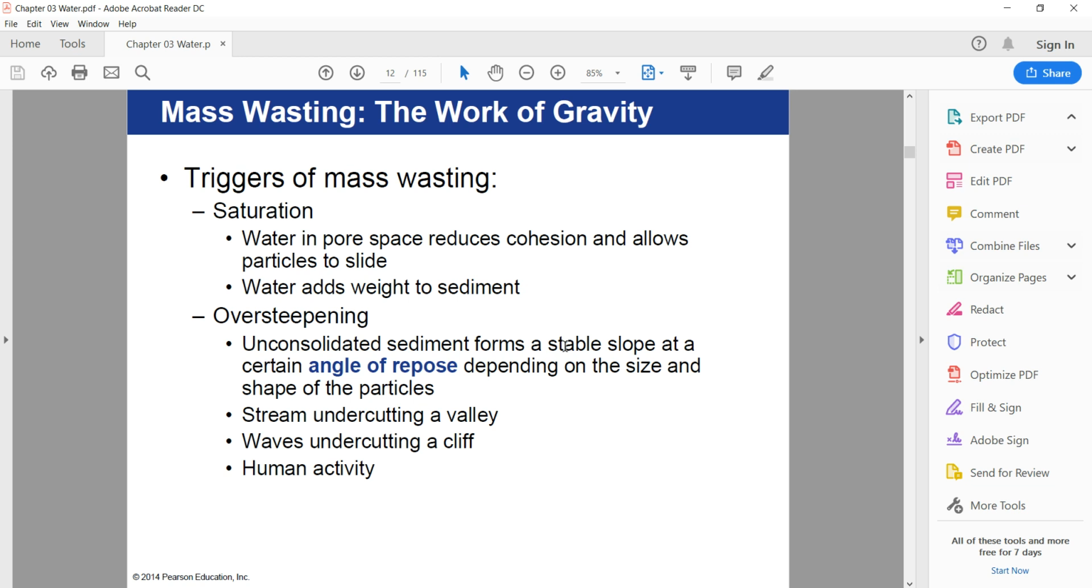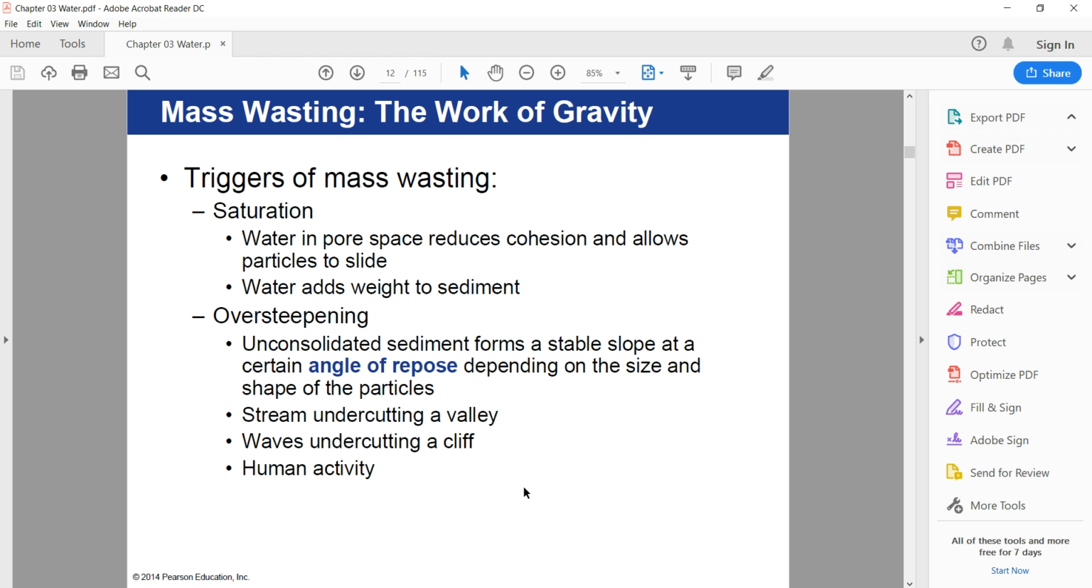Over steepening is another factor, as I discussed last time. Suppose you have a hill like this, and over the years weathering will change the slope of this hill, and it will become steeper and steeper, and as it continues to increase its steepness, it will also start to become unstable.